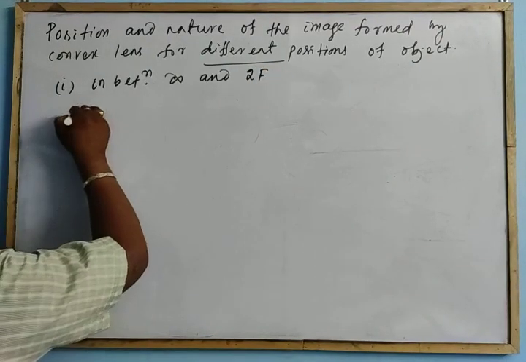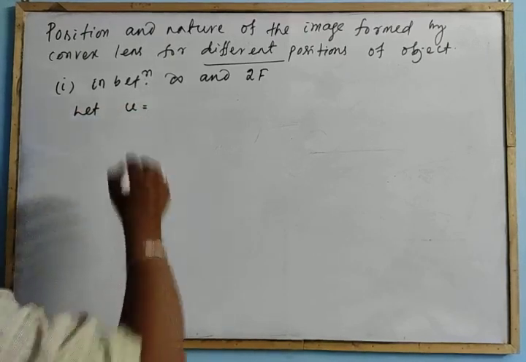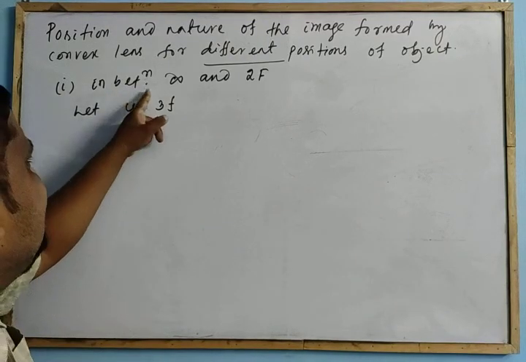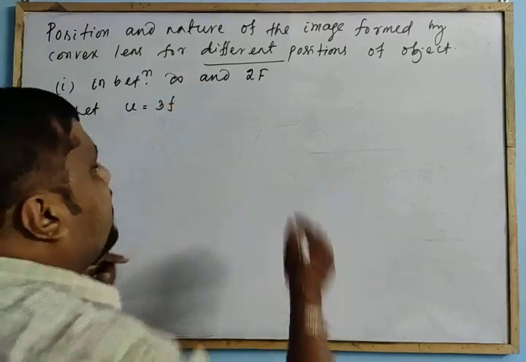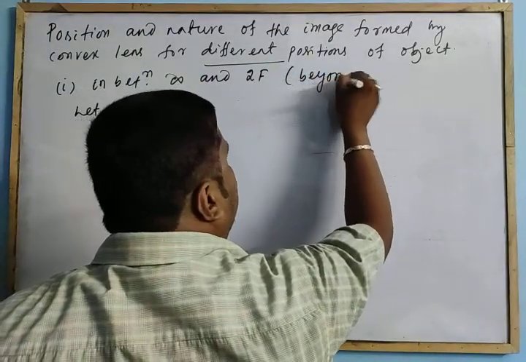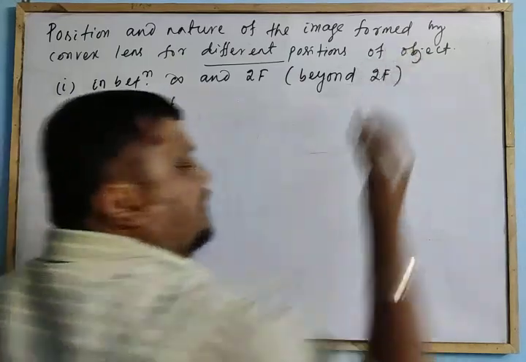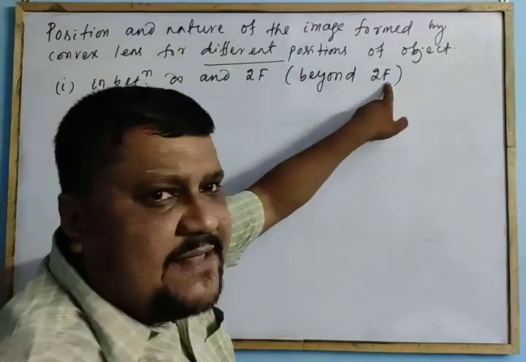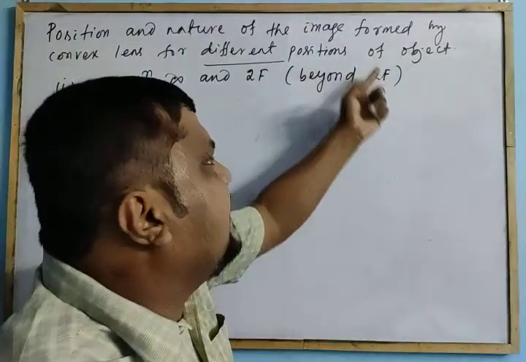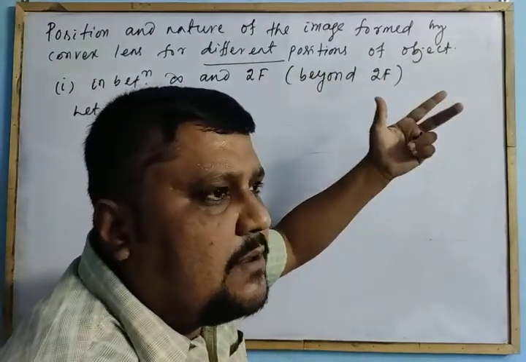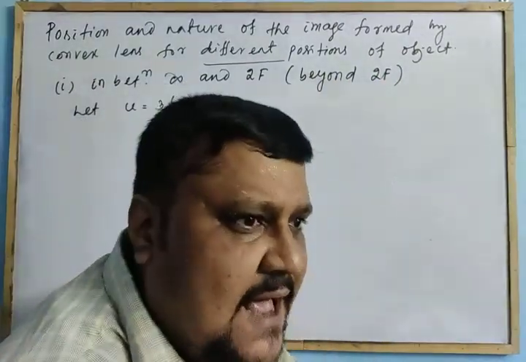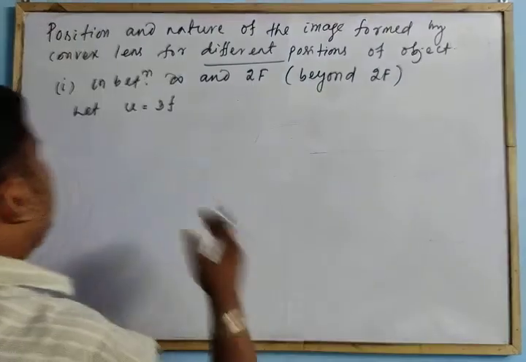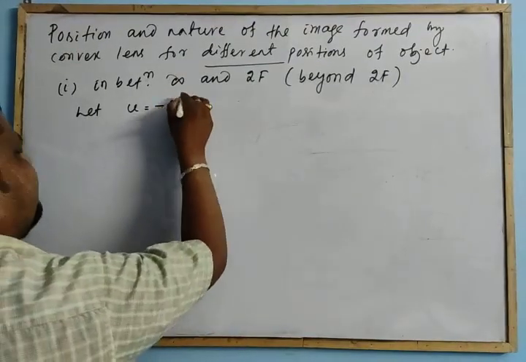So let u be 3f. It means the object is beyond 2f, greater than double the focal length, and less than infinity. Means it is not at infinity nor at 2f. It is in between infinity and 2f. So let me take u at a position of minus 3f.